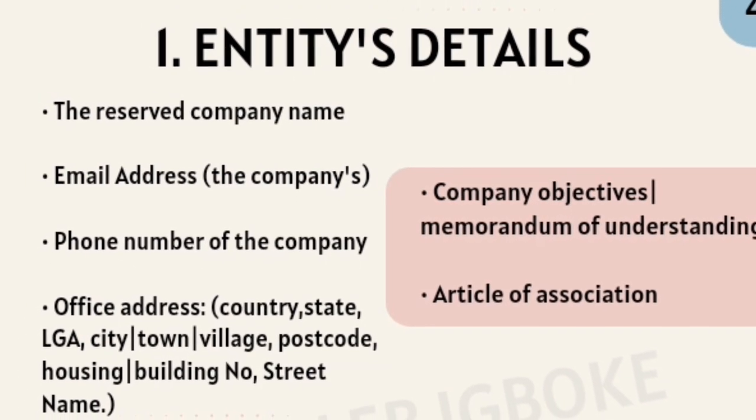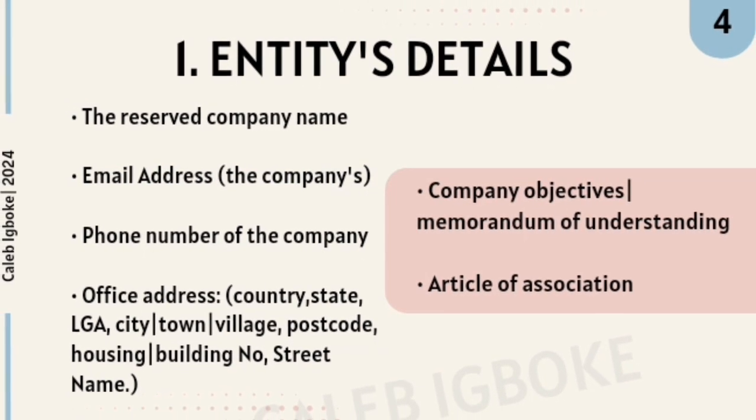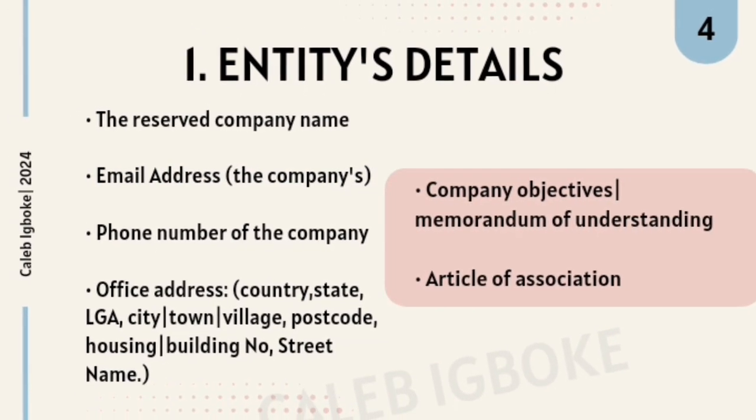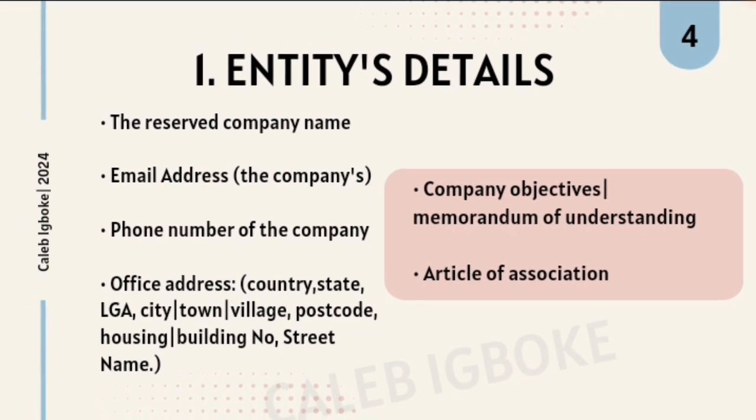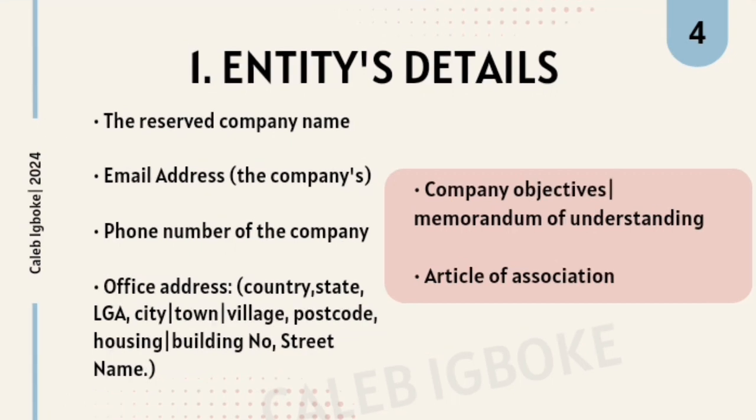Then the last detail you'll be needing here is the article of association. This one is very technical and requires the service of a lawyer to write, but CAC has made one available for just anybody who wants to register a company on their portal. So when you reach this section, you just click and adopt CAC's own document.